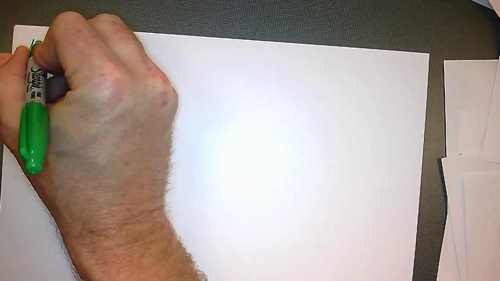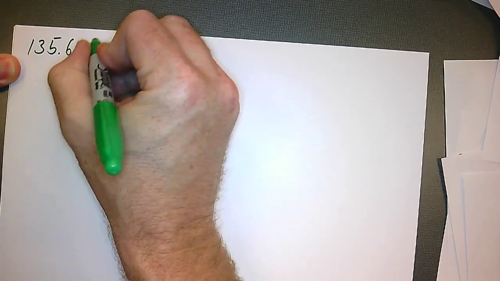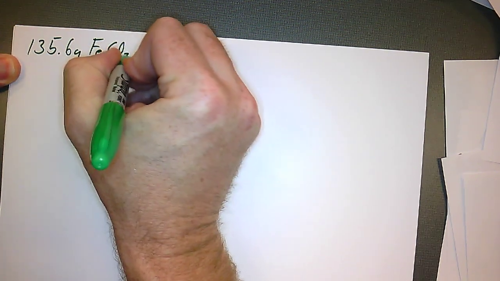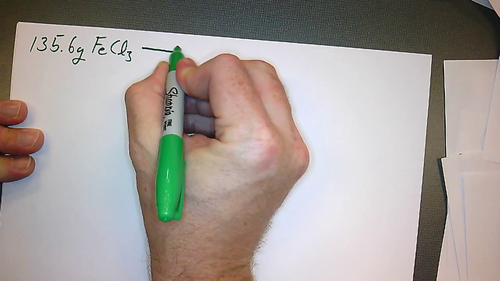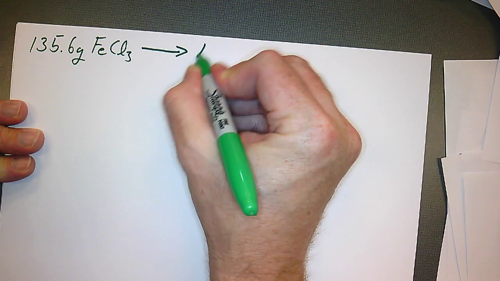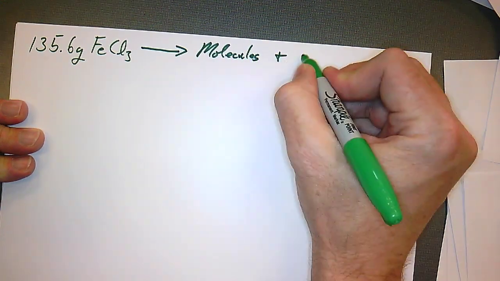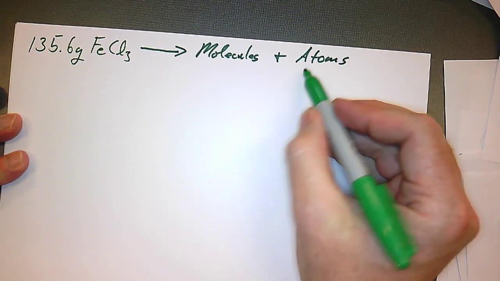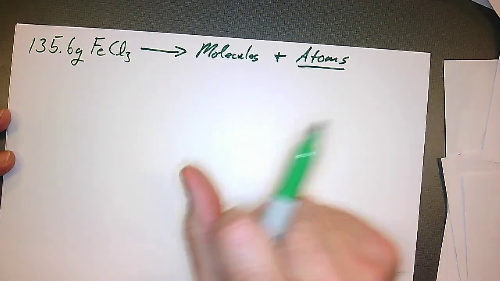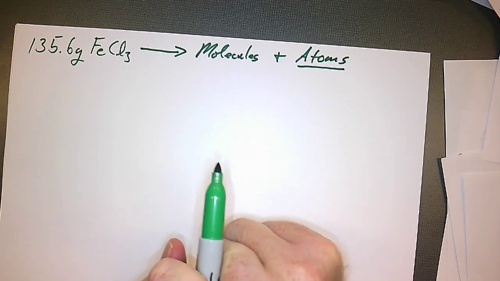All right, we're going to say we have 135.6 grams of FeCl3. Now, pay attention here. We want to convert it to number of molecules and number of atoms. Okay? So this part is a little bit extra, but once I show it to you, you're going to say, that's so simple. All right? It's probably the easiest part that we're going to do.